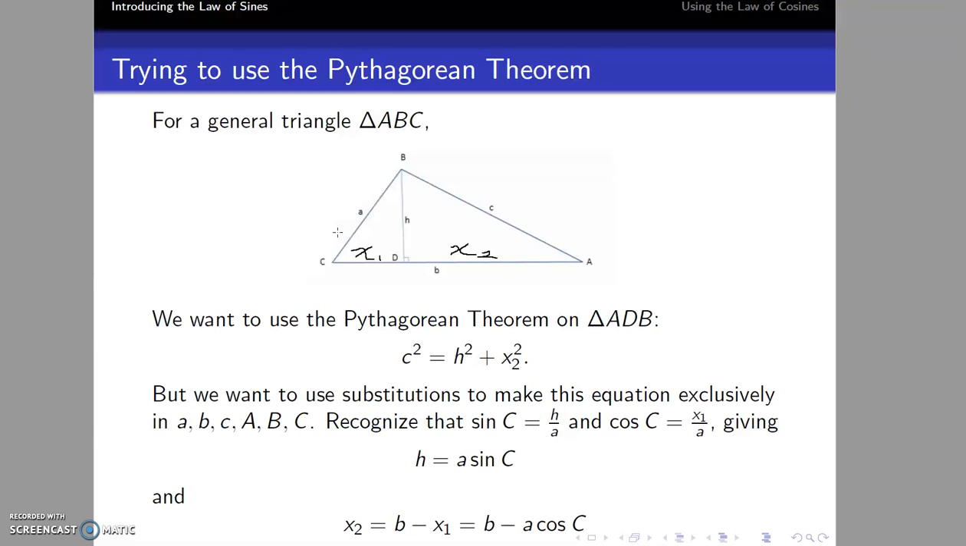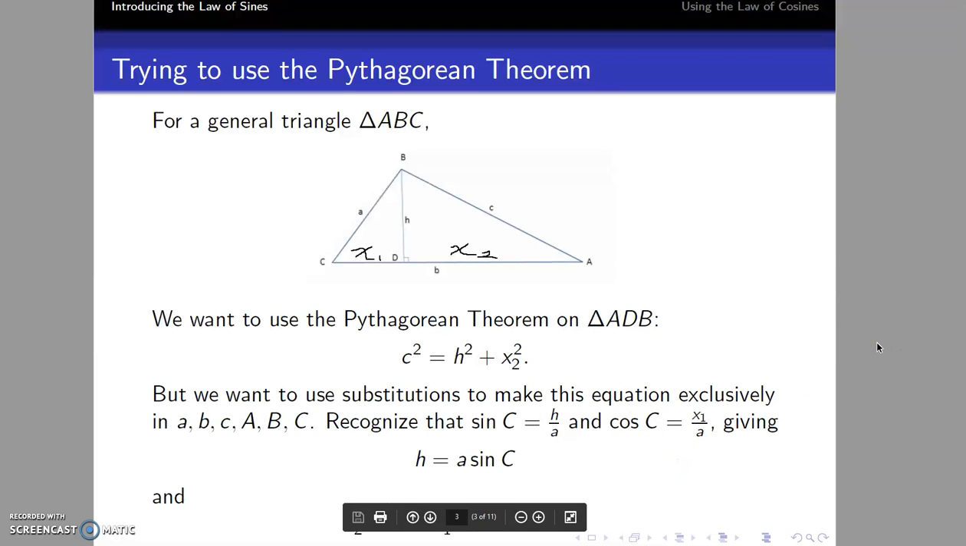Whereas before, with the Law of Sines, we looked at the sine of A being h over C and set h equal to h, now we're going to take h equaling A sine C and substitute it into the Pythagorean theorem. We're also going to do something similar for x2. I could use cosine of C being x1 over A to solve for x1 in terms of A and C.